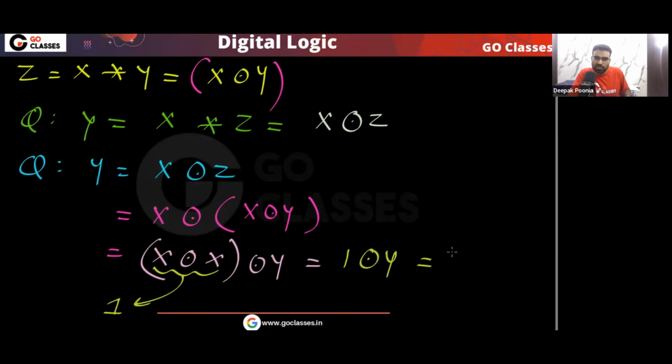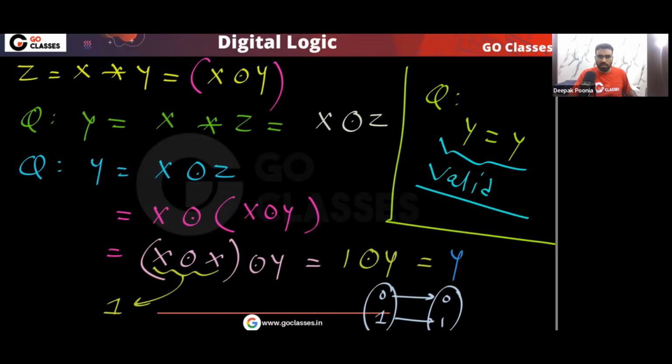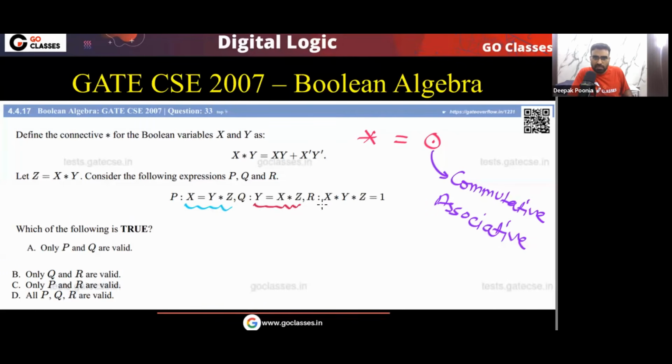This we have already seen. This will be same as Y. Why? What is the reason? Reason is very simple. If I put Y equal to 0, here 0 will come. If I put Y equal to 1, here 1 will come. So you can notice Y is coming as it is. Okay. So here you can see that this RHS has become Y. So remember, Q is saying that Y is equal to Y. Yes, that is valid.